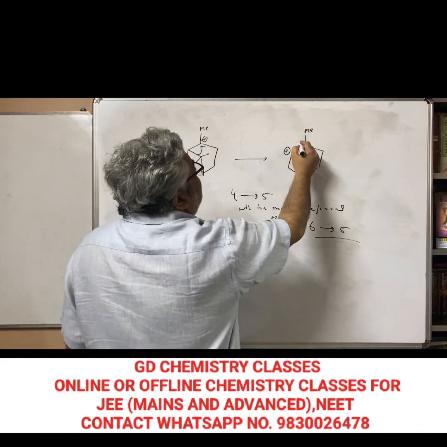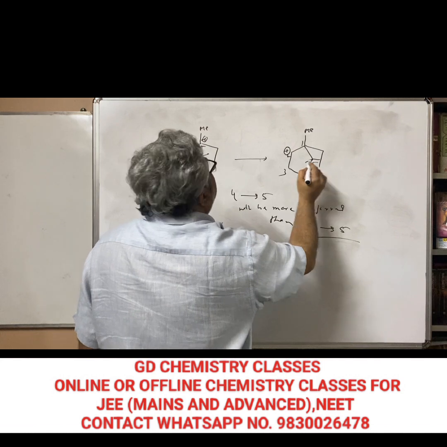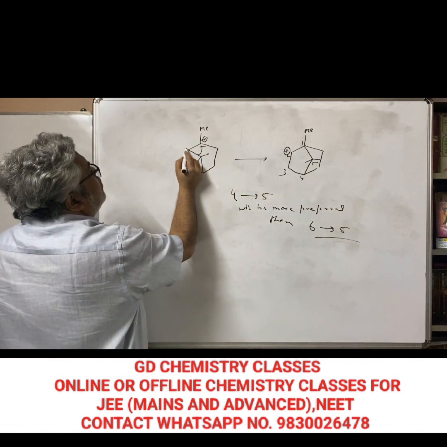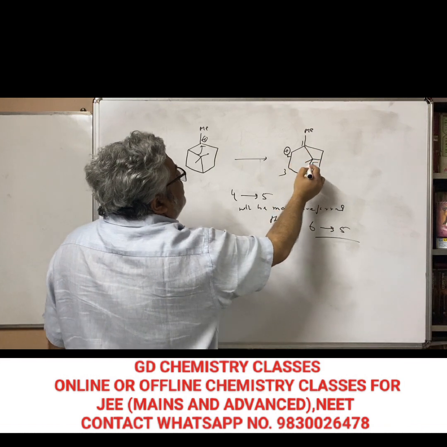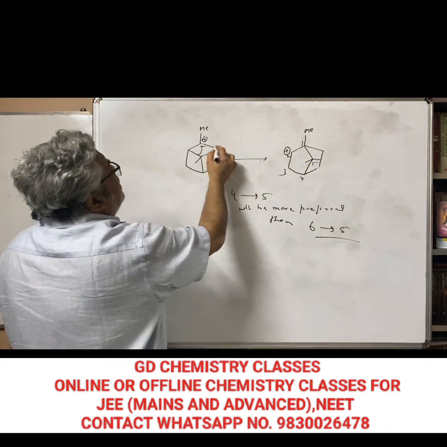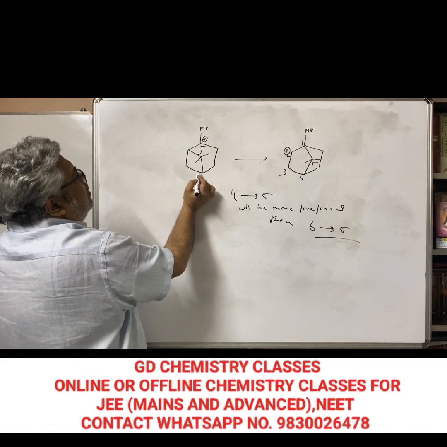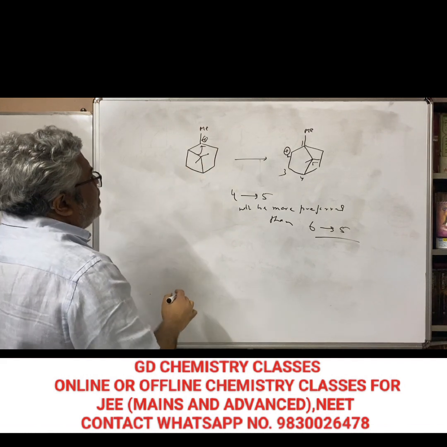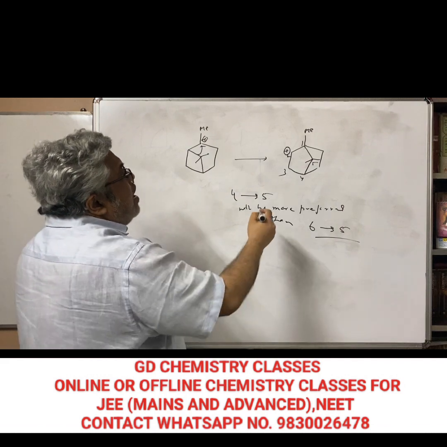Now if I see this, numbering it 1, 2, 3, 4, 5. Here this is a 4-membered ring. I have formed a 5-membered ring, and the original 6-membered ring remains as such. Originally there is one 6-membered ring and one 4-membered ring. If you draw the three-dimensional one, that will become much easier.